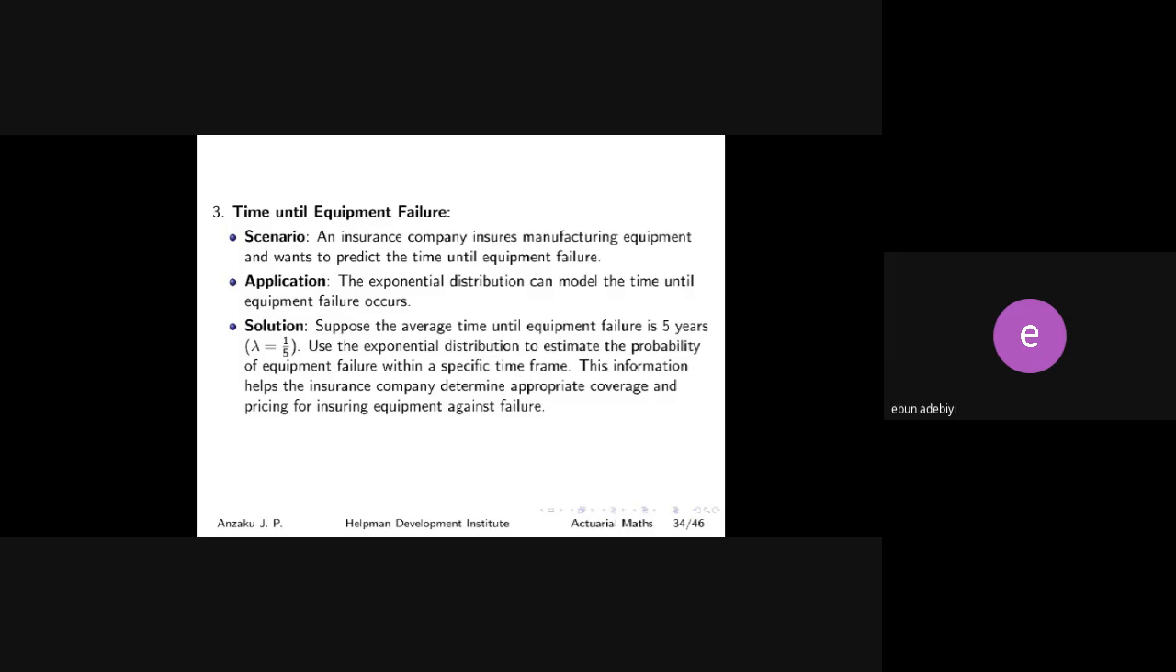And then we can also measure a specific time. We say, okay, in 1 year, in 2 years, in greater than 5 years or less than 5 years, which should be our X. So this information will help the insurance company to determine appropriate coverage and pricing for insuring equipment against failure.